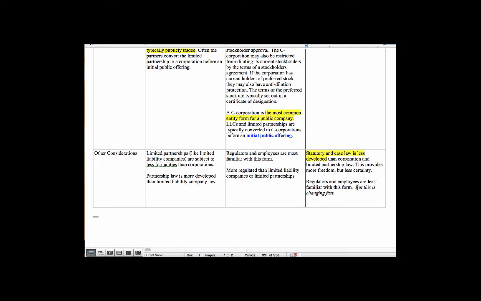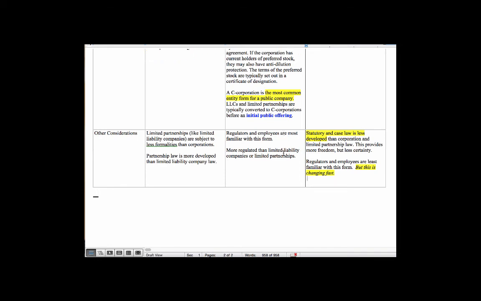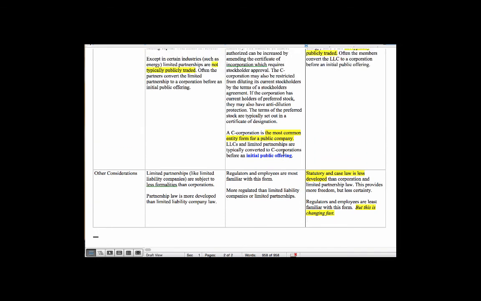But that is absolutely changing. People are becoming much more comfortable as time goes by with the LLC form, and I would say they've certainly eclipsed the limited partnership, and will soon be eclipsing, particularly for small privately held businesses, the C Corp form. Now, I did promise to mention what is an S Corp, right?